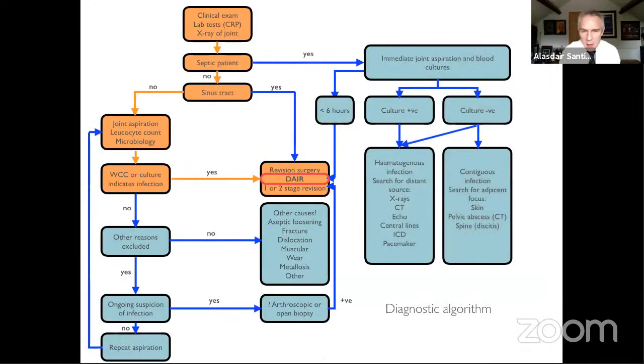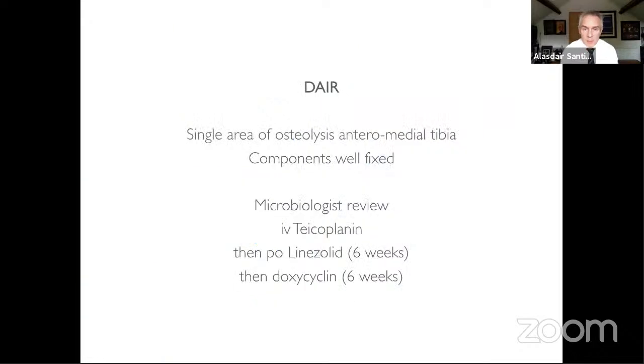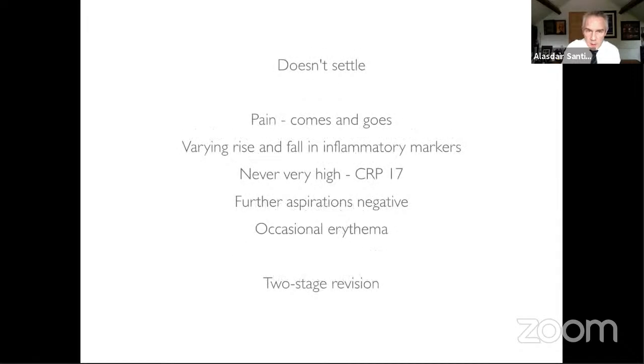So we go down our algorithm once again, starting from the top. We're coming down, saying aseptic patient. He's got no sinus tract. We're coming down the left side, but the culture suggests infection. And now we've got to make this decision. He's been okay for a year. We thought it was aseptic, first of all. He's got a source of infection, the cut leg. Do we do a DAIR? So that's what we plan to do, because when we open him up, there's a single area of osteolysis, anteromedial tibia. Everything is really well fixed. With the microbiologist who looks at the samples: IV teicoplanin, linezolid for 6 weeks, and then doxycycline for 6 weeks thereafter. But he doesn't settle.